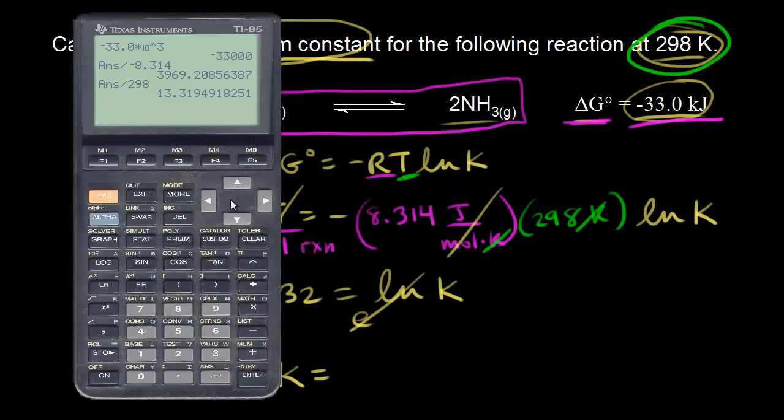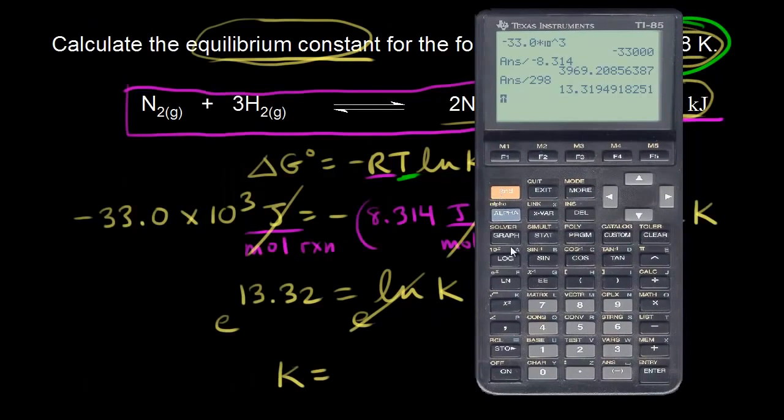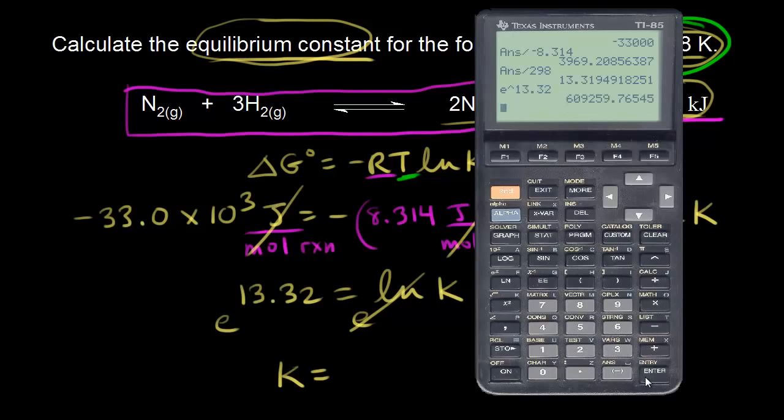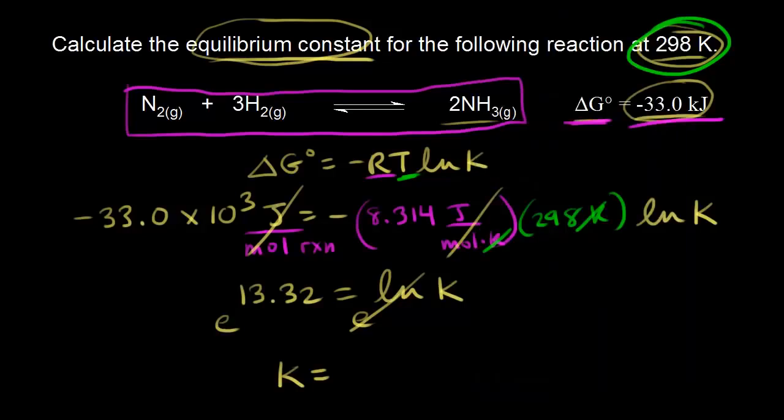So let's do that. So let's take e to the 13.32, and that's equal to 6.1 times 10 to the 5th. And since we're dealing with gases, if you wanted to put in a Kp here, you could.